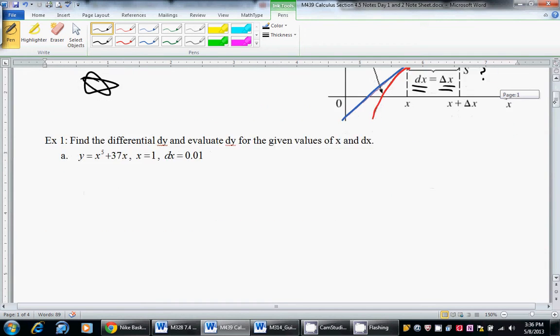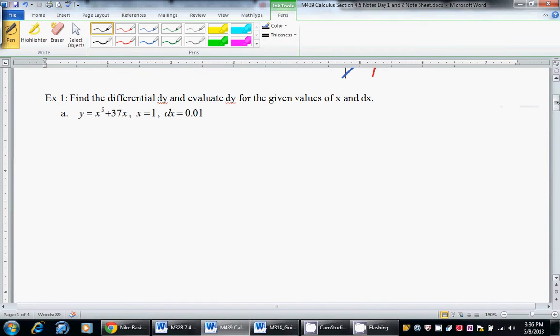All right, so let's take a look at example 1. Find the differential dy and evaluate dy for the given values of x and dx. Here's my function, x to the 5th plus 37x. I'm looking at the point x equals 1, and dx, which is the change in x, is 0.01. This is positive 0.01, so I'm talking about moving to the right. As I move this function to the right, 0.01 units from 1, what is the change in y? That's what I'm looking for here.